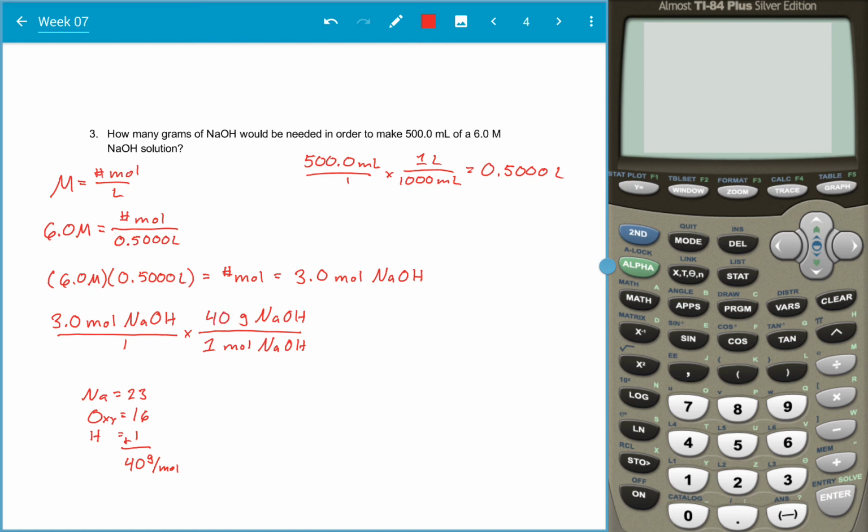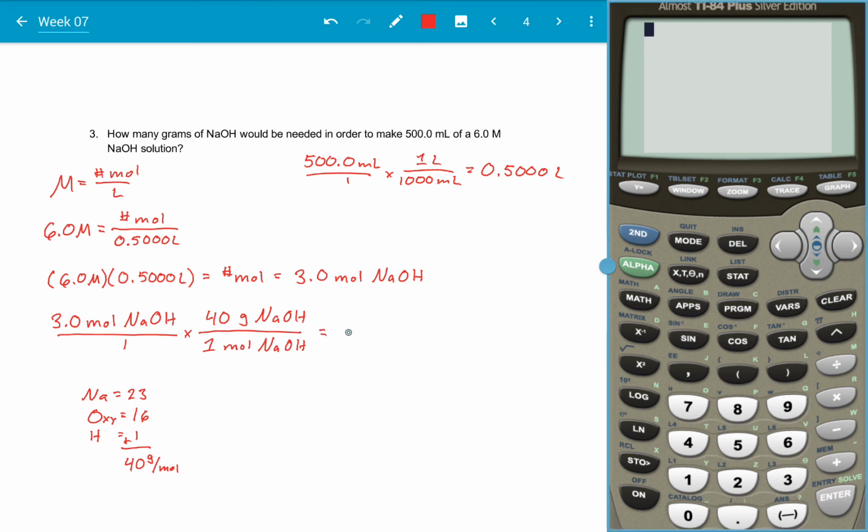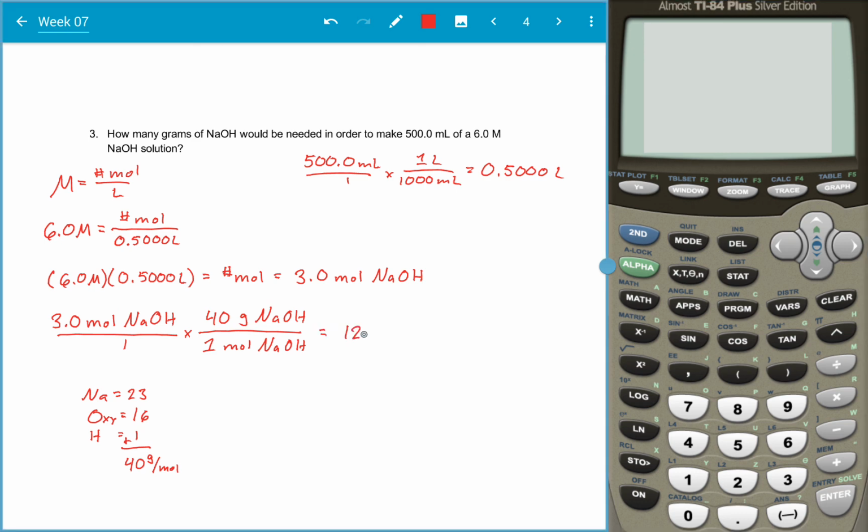So I can take my 40, put it into my conversion factor, and now solve to say that I have 120 grams of sodium hydroxide that would be needed in order to make 500 milliliters of a 6.0 molar sodium hydroxide solution. And that would be our final answer.